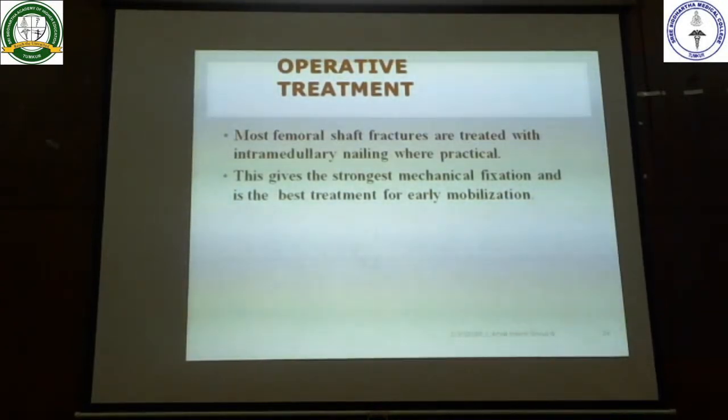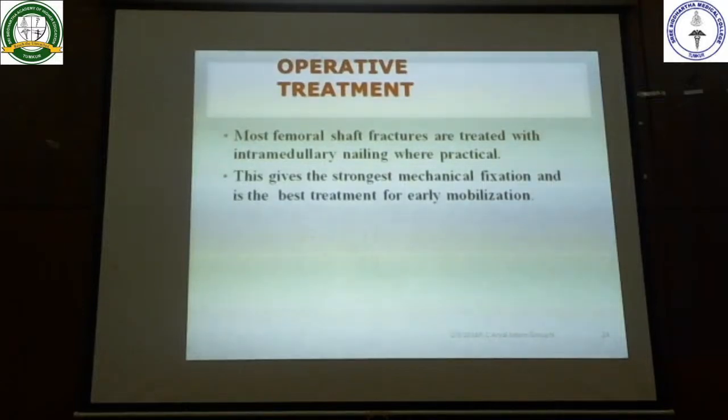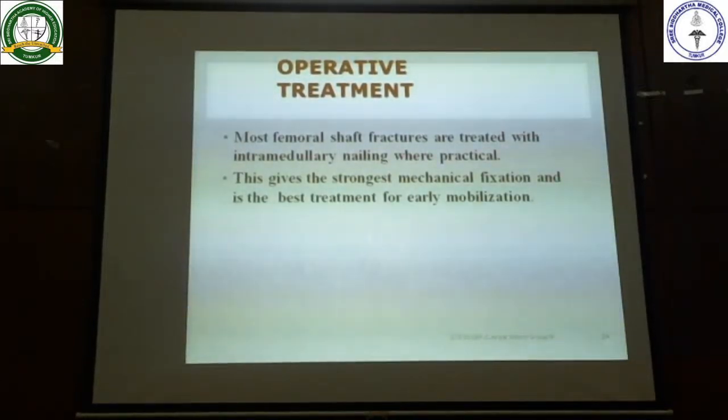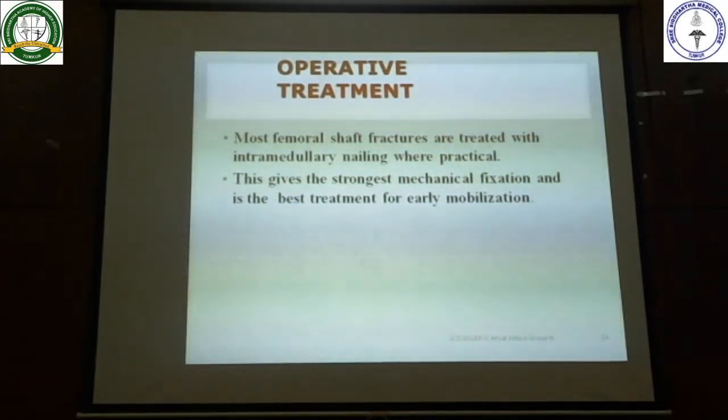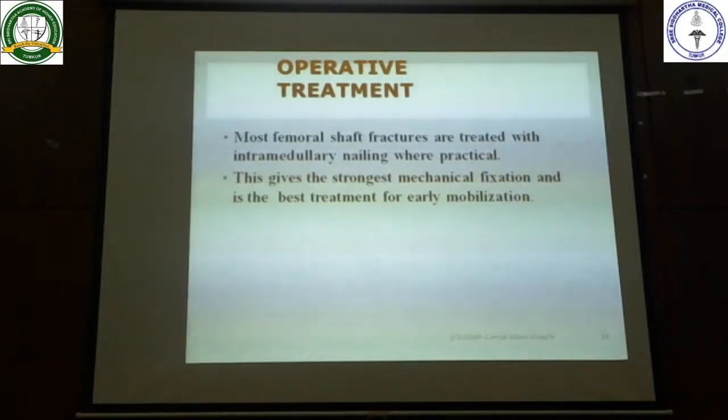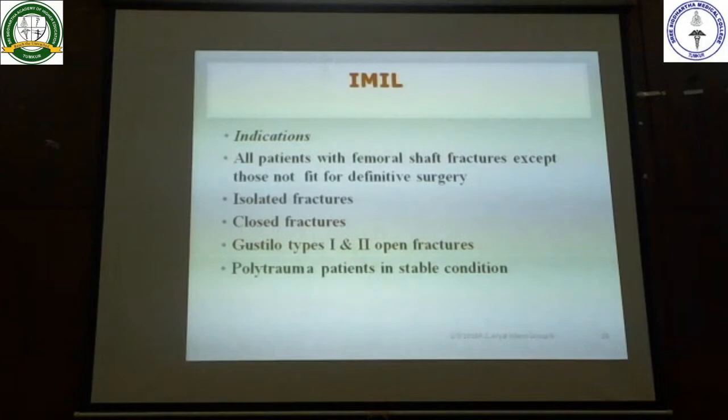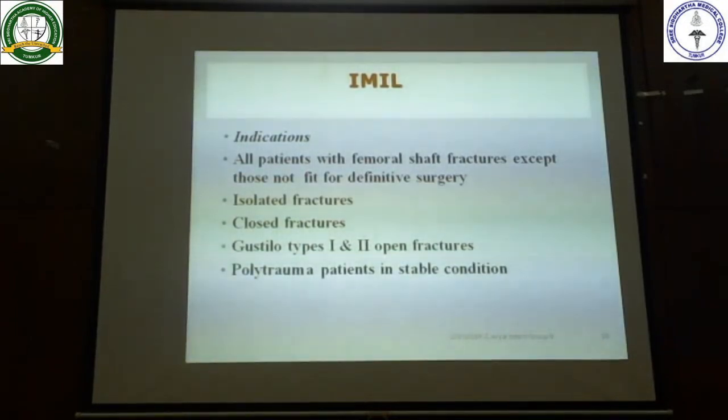That's a different topic. That is the best treatment you can give, because it gives the strongest mechanical fixation and is the best treatment for early mobilization. That is basically the gold standard for treatment of fracture shaft of femur. Whenever it's possible to operate on the patient, you go for this type of treatment. That is IMIL, which is nothing but intramedullary nailing with interlocking.